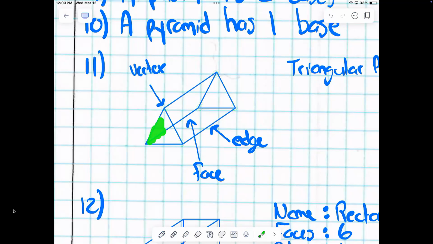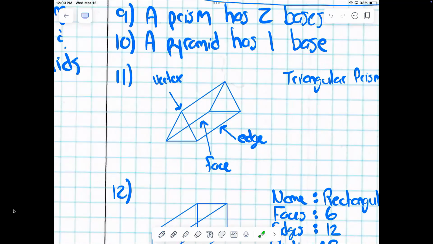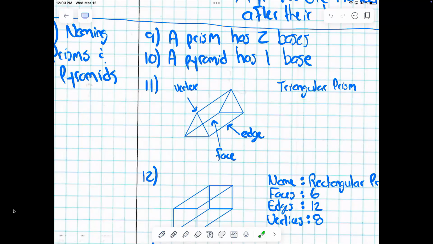Okay, so what is then all of the flat sides of a shape called? Face. So this is actually a rectangular face right there, yes? This is a triangular face, right? All right, so now we called this a triangular prism. So we have 2 different types of shapes. We have prisms and pyramids.